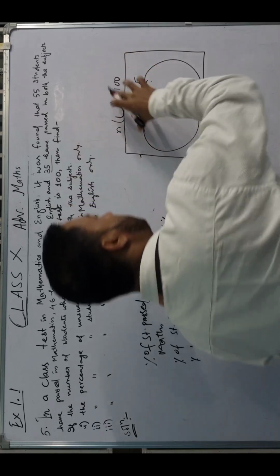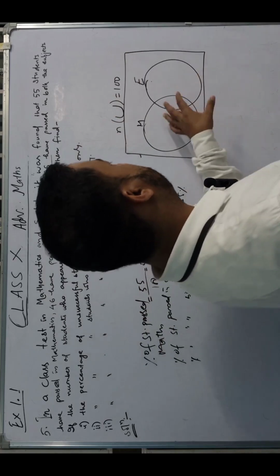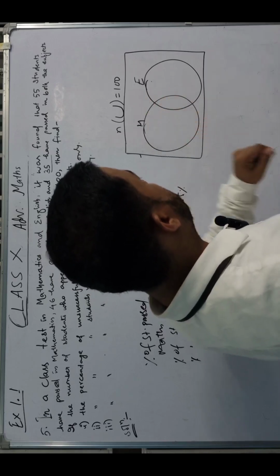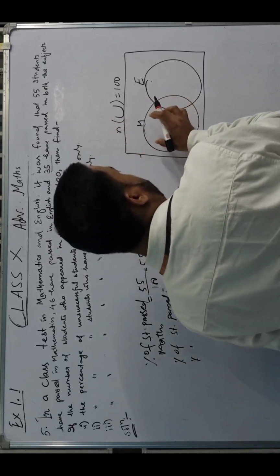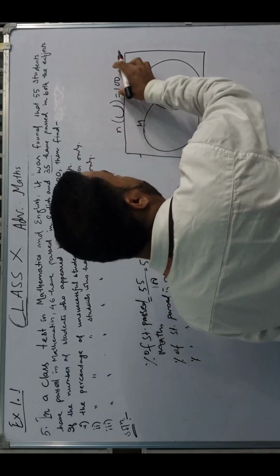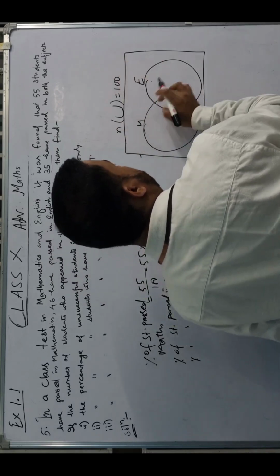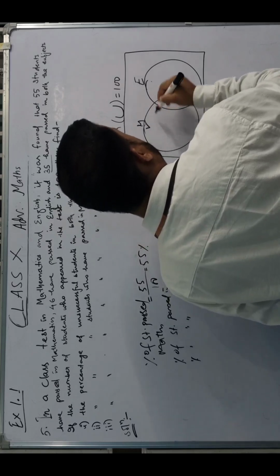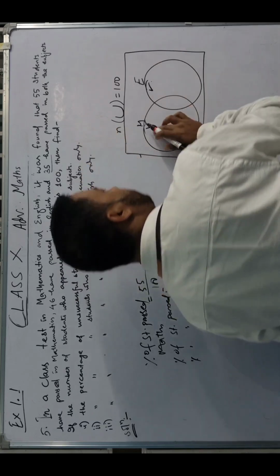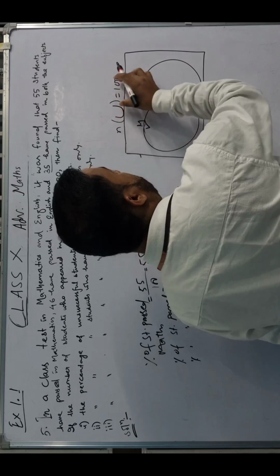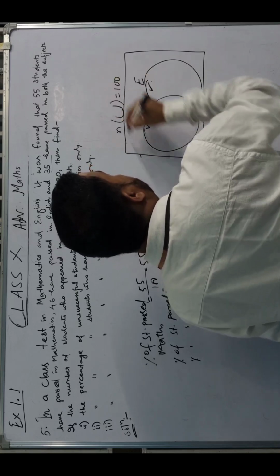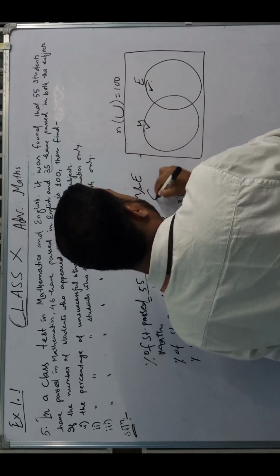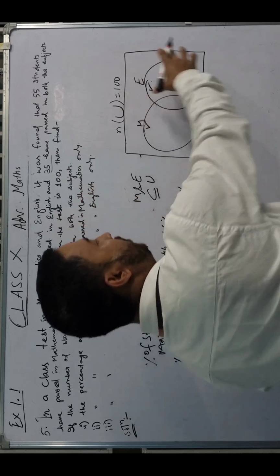100. Because these 100 students appeared in these two tests. That means if you take the union of these two sets, maths and English, then it will be 100. The number of U is 100, meaning only U, M and E. M and E are subsets of U, which means there are no other sets.